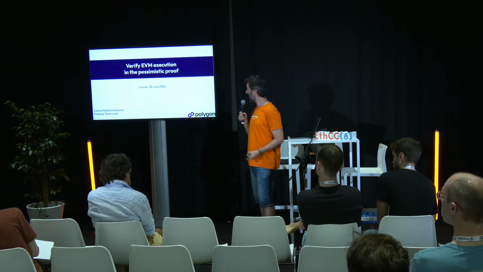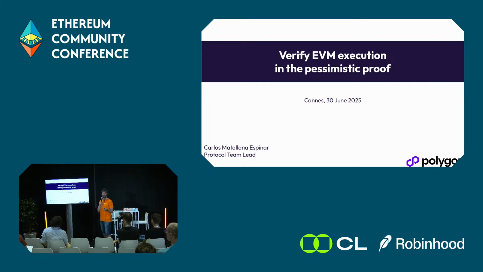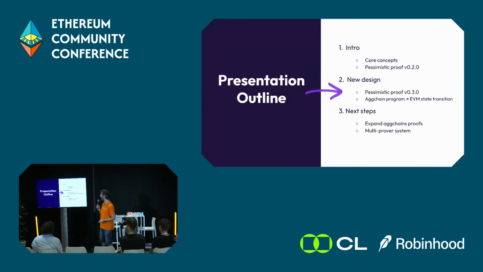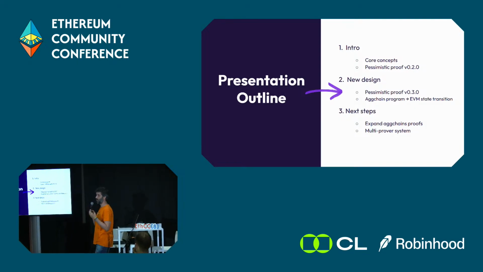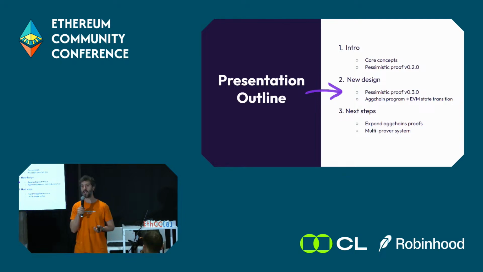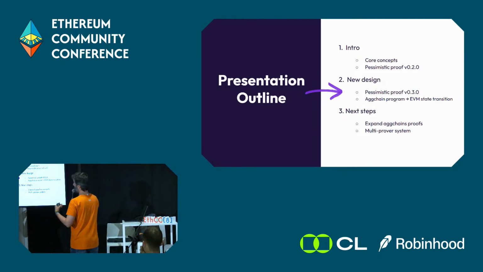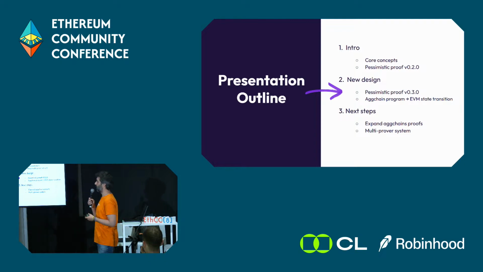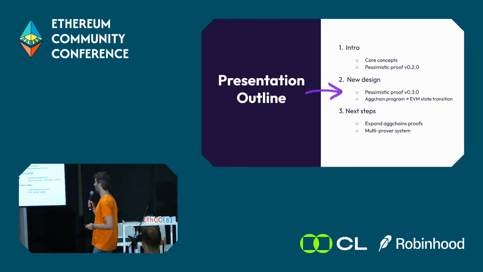My name is krlosMata. I work at Polygon. I'm the protocol team lead, and today my presentation is about how to verify EVM execution inside the pessimistic proof. In order to do that, the presentation is divided into 3 different stages. The first one is kind of an introduction of what is basically the pessimistic proof. The second one is the new design that we implemented in order to verify an EVM transaction. And the third one is the next steps.